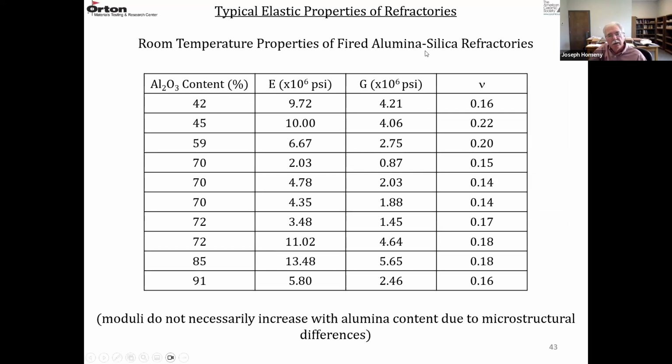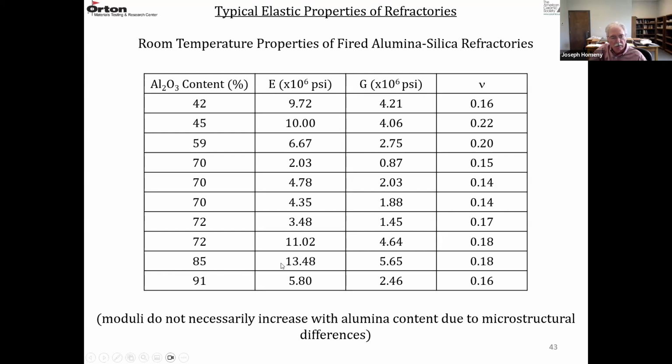And this one shows some alumina silica refractories. They're fired refractories, not monolithics. So they're going in increasing order of alumina content, and then I show the measured E, the measured G, and the Poisson's ratio. I'm just showing here that the moduli do not increase with increasing alumina content due to microstructural differences such as porosity levels and microcracking levels.